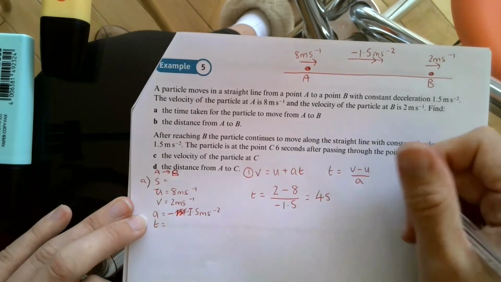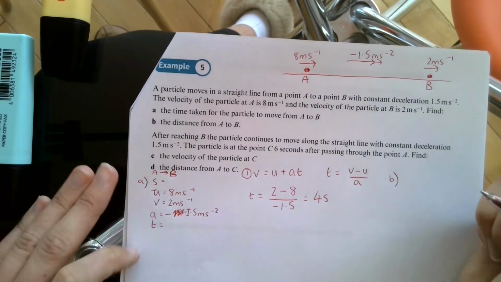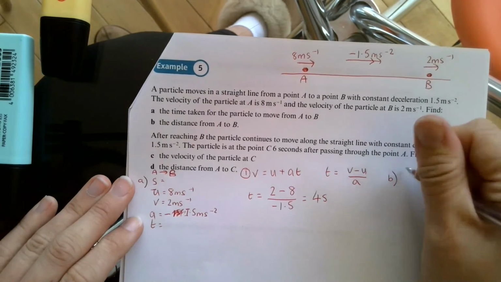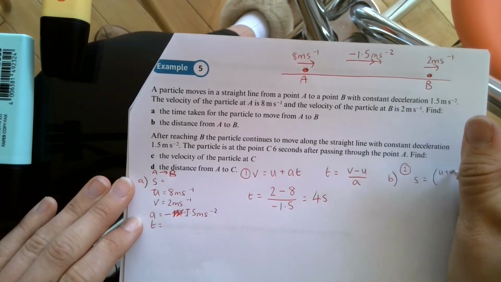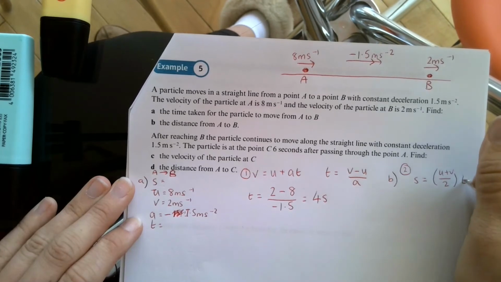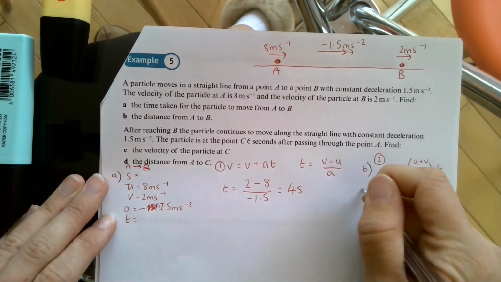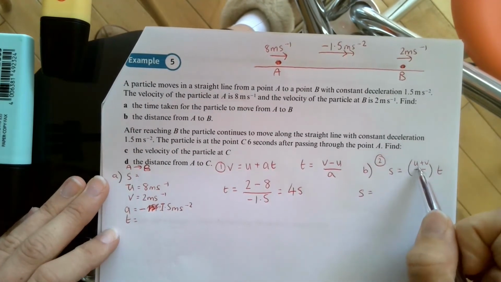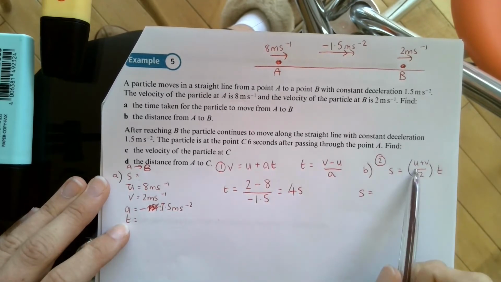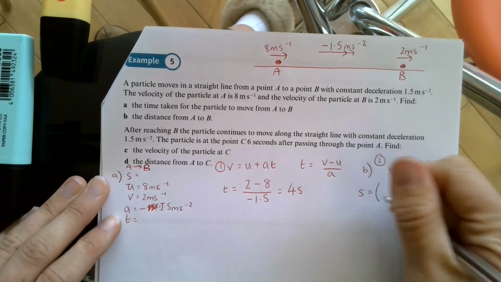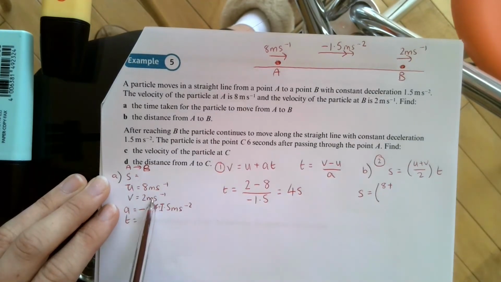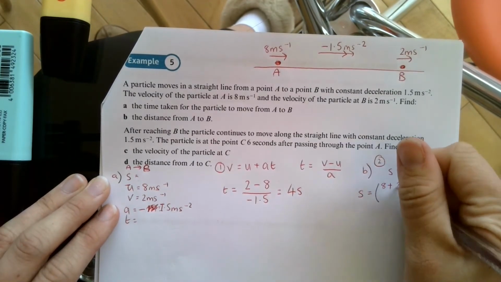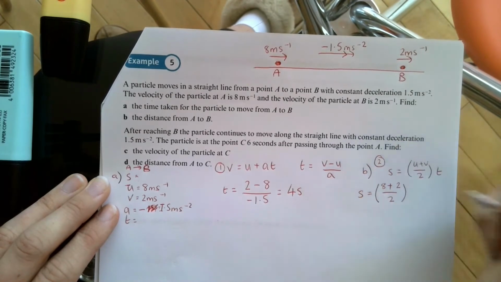This time, part B is asking for the distance. So I'm going to use the other formula, that second formula we looked at, which is s equals u plus v all over 2 times t. And again, same as before, I'm going to be just subbing in the values that I've got into that equation. So instead of u, I'm using 8. I'm going to use 2 for my v, divided by 2, and times by the time.